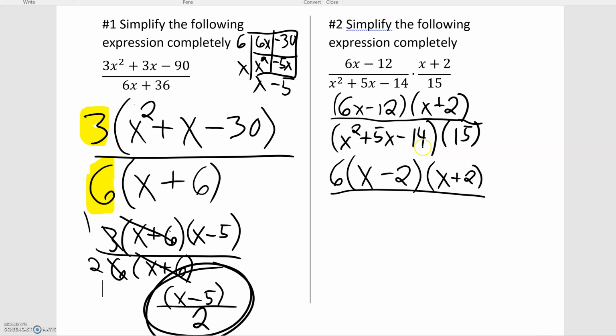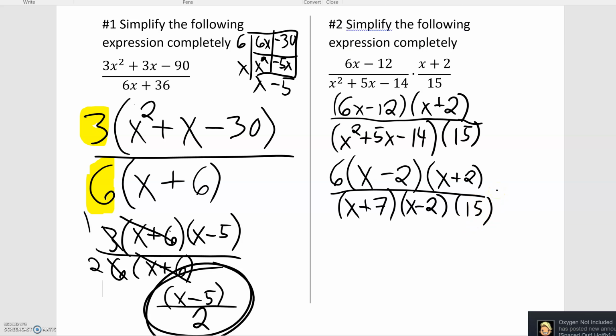Now looking at the denominator of this, I can just factor this. Let's see here. Factors of negative 14 that would combine to give me 5. I bet plus 7 and minus 2 would do it, because 7 times negative 2 is negative 14, and 7x minus 2x is 5x. Okay, cool. And then I got that 15 at the end. All right, now I'll look for some common factors so I can cancel those, x minus 2 and x minus 2.